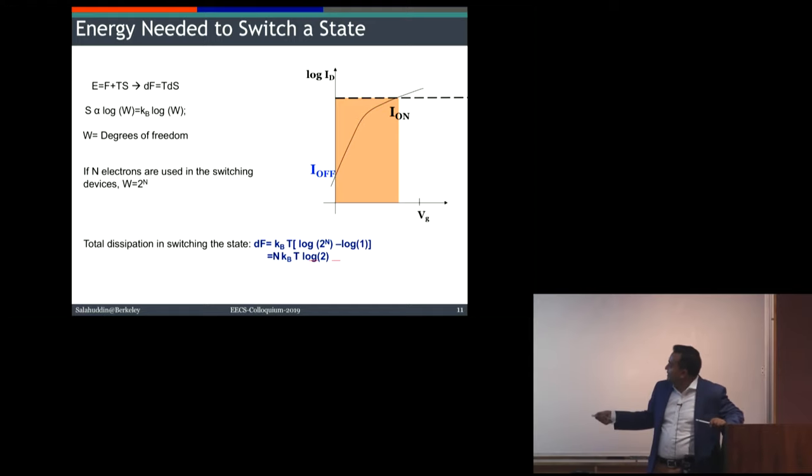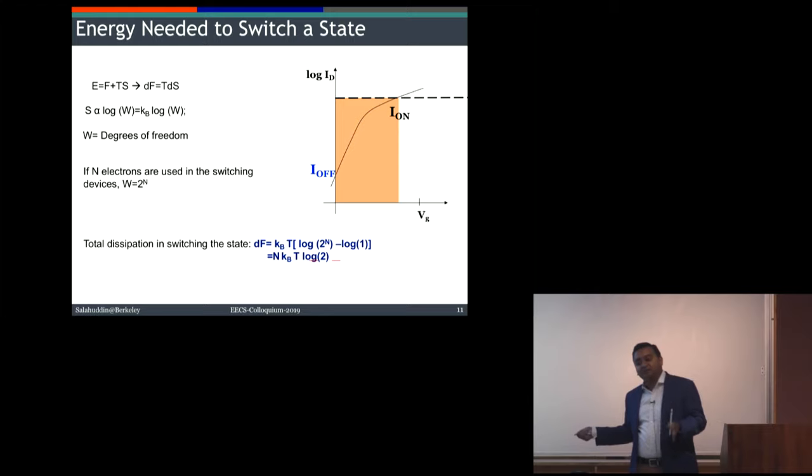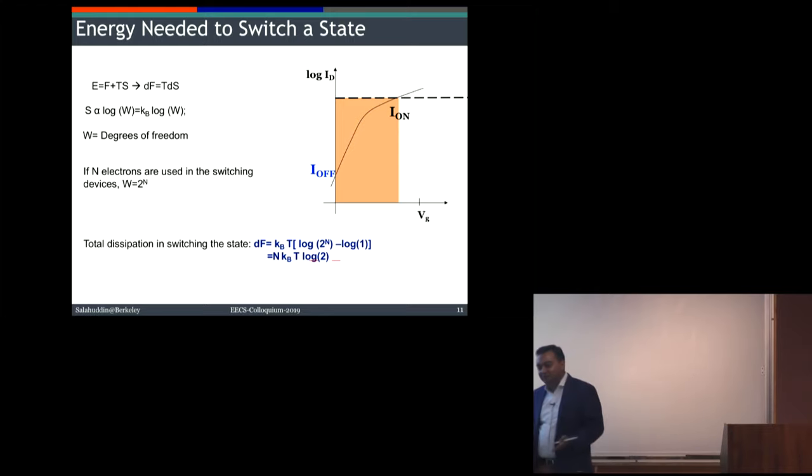So of course, T, we cannot do anything. If you are working at room temperature, we are working at room temperature. Of course, there is suddenly a lot of interest in cryogenic electronics because data centers are willing to pay for the cooling cost. So if you reduce temperature, you can reduce energy. kB is the Boltzmann constant. Again, I cannot do anything.